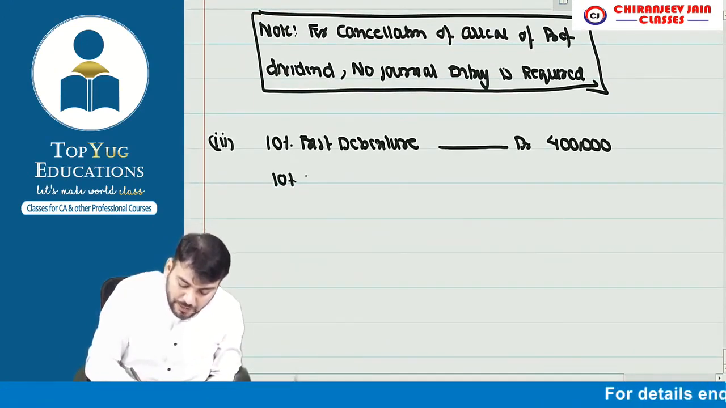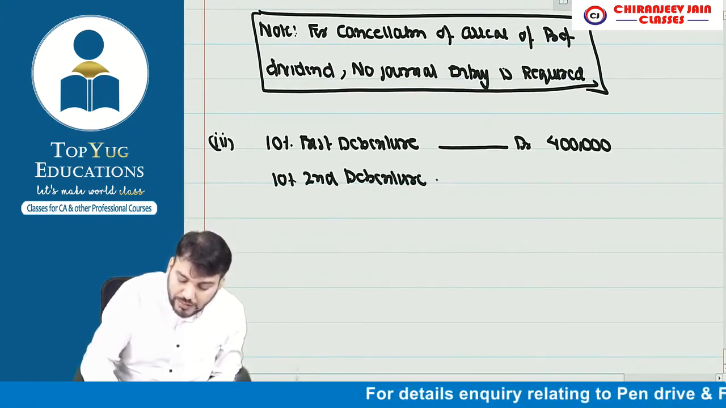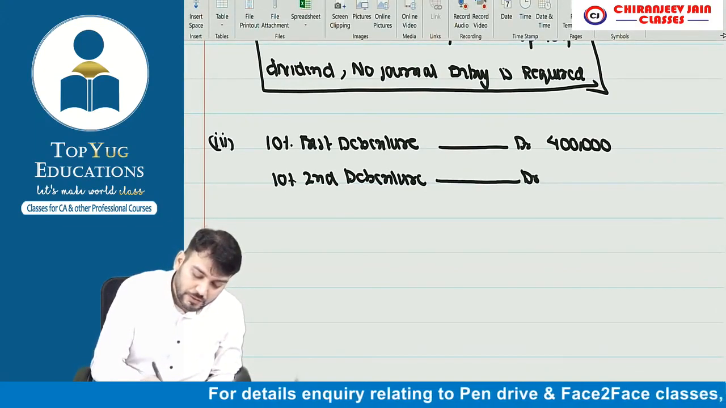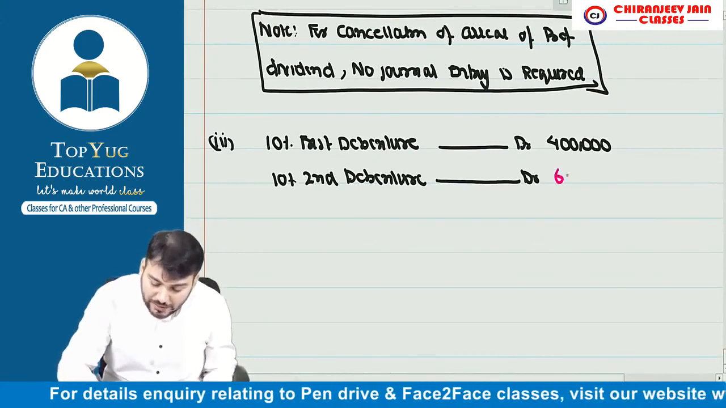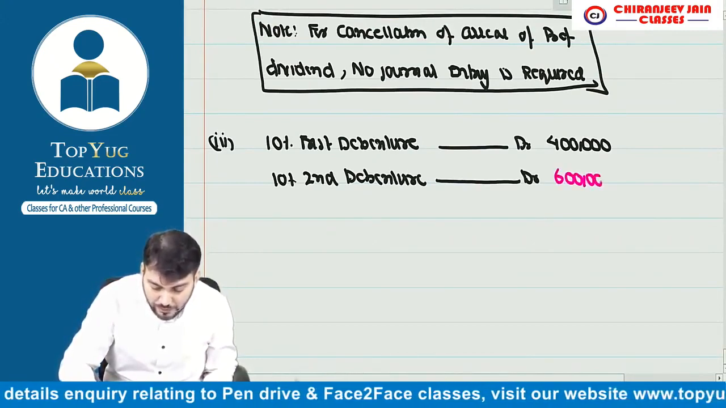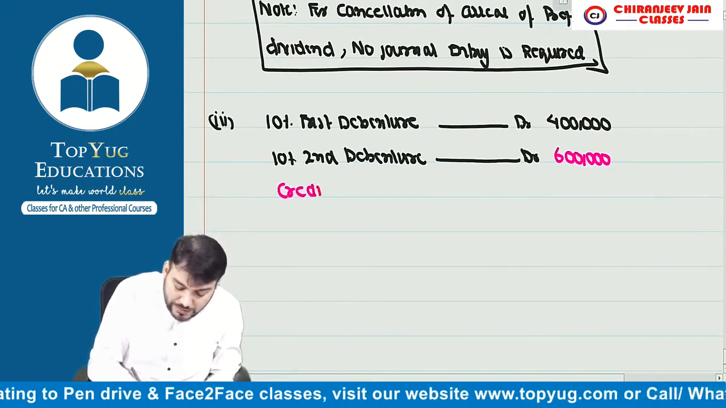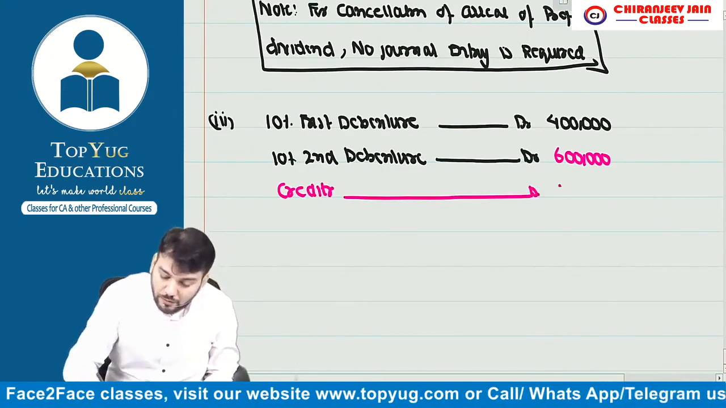Then 10% second debenture, बता how much? कितना? How much? 6 lakh. Yes sir. Then creditor, he was creditor for what amount? 1 lakh.